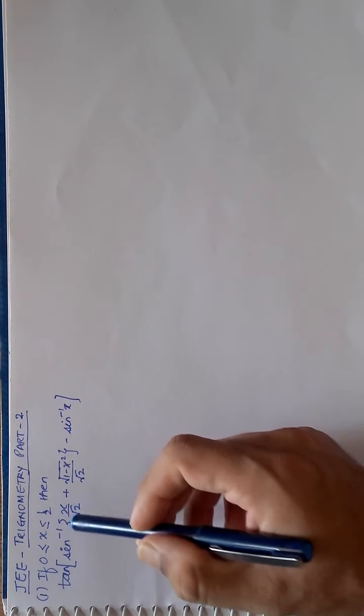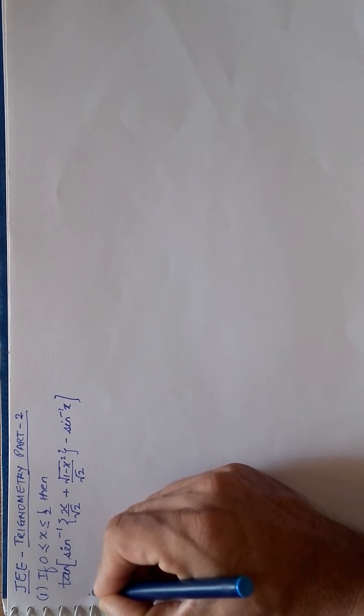If x is greater than or equal to 0 but less than or equal to half, that means the value of x lies in the closed interval of 0 to half, then tan of the whole bracket, sine inverse, or sine minus 1, whatever you say, into x by root 2 plus under root 1 minus x square by root 2, and then bracket close, minus sine inverse x. So if I try to see the question, the first thing that strikes me is this thing, root 2. So I can write this question once again.